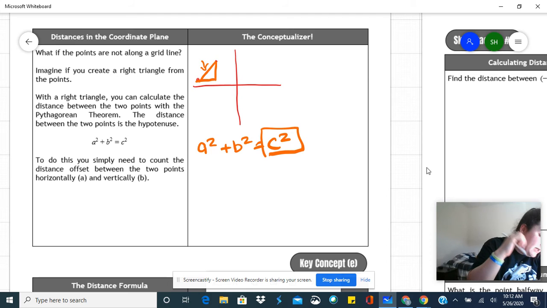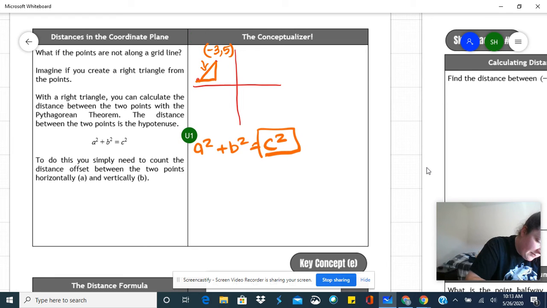So the 2 points we're going to use here will be negative 3, 5, and this one will be negative 5, 1. Okay, those are my points. So if this is negative 5, 1, this point from here to here, and that's negative 3, we know that's the distance of 2. So this is going to be our A.